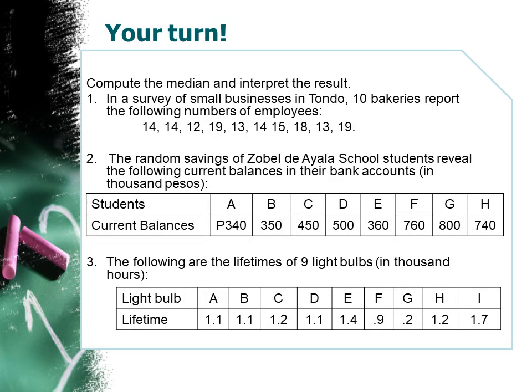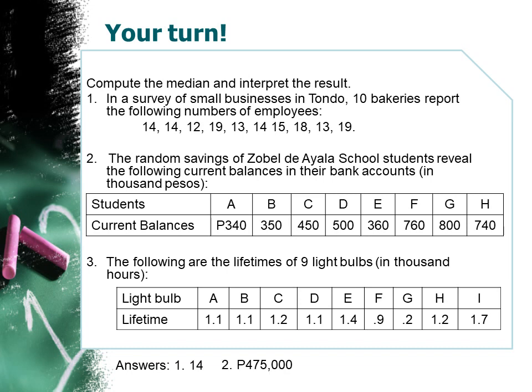Let's try to see if you will get the median of these numbers. So, the first one, survey ito, we have those numbers. Second one, we have savings, so amount of money. Number 3 is lifetimes of light bulbs. So I will give you time to get the answer and you must get the following correct answers on your own. Number 1 is 14.